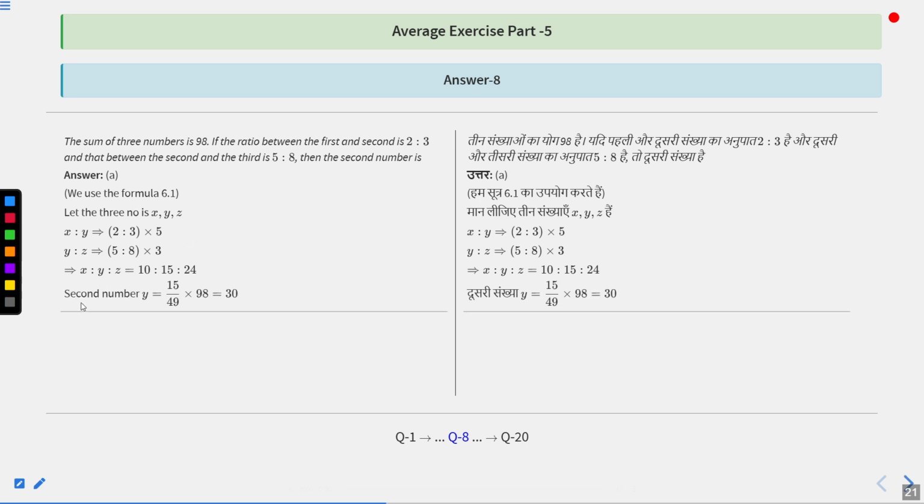Clear? So the question asks, what is the second number? Clear? So when we add the ratio, it becomes 49. And the second number is 15. So 15 upon 49 multiplying by 98 is 30. So A is the correct answer.